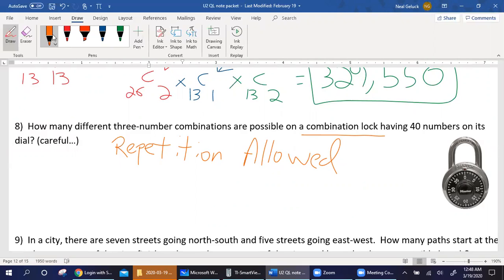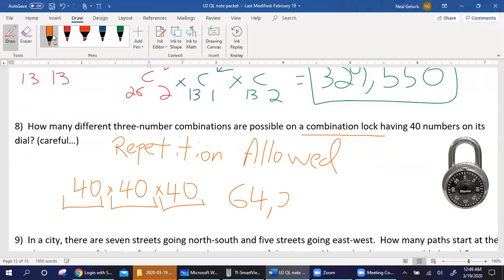It's what we did before break. Basically, there's 3 numbers on this combination lock. Repetition is allowed. You could technically have the combination 0, 0, 0 or 10, 10, 10. So there are 40 options for the first number, 40 options for the second number, 40 options for the third number. So it's just 40 times 40 times 40, which is 64,000.